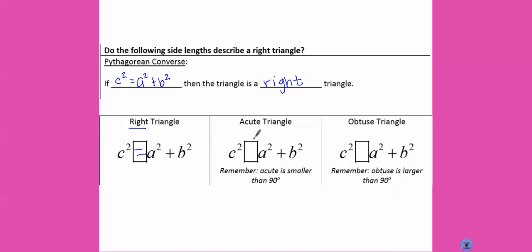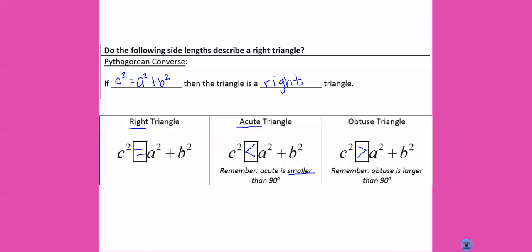But what if c squared is less than a squared plus b squared? Then it's acute. Acute is smaller than 90 degrees, so c squared is smaller than the other sides squared. Obtuse would be if c squared is greater than the other two.